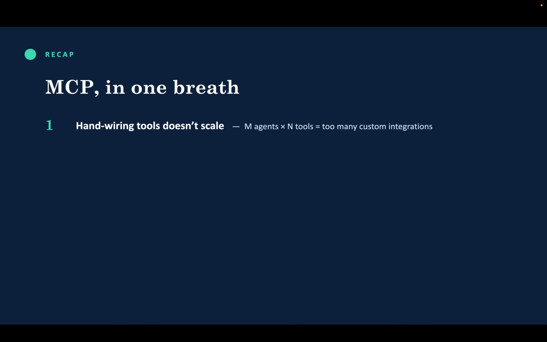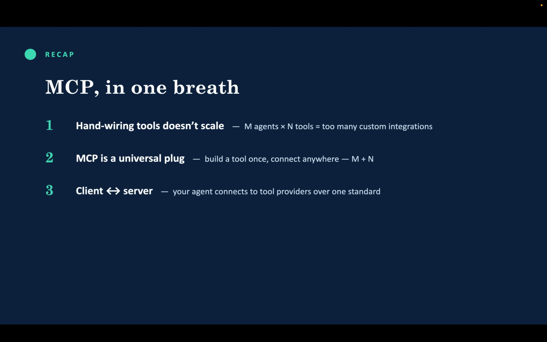MCP in one breath. Hand-wiring tools doesn't scale. M agents into N tools means too many custom integrations. MCP is a universal plug: build a tool once, connect anywhere. Client-server relationship: your agent connects to tool providers over one standard. Same loop, the model still asks, the tool just runs in a server now, right? In our previous demo, we used the tools within the same script, and it was just a function being invoked. Now that function is moved to a remote server, and you just use the MCP protocol to connect to it.